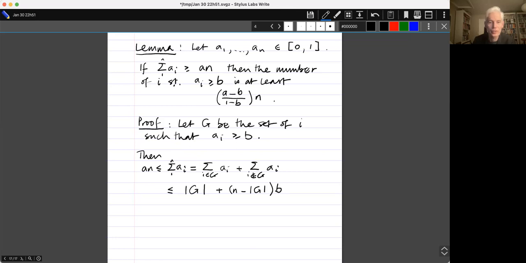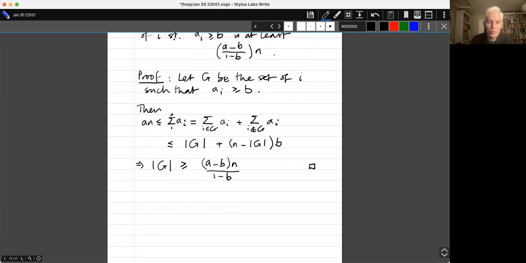And now let's rearrange. That tells us that the size of G is greater than or equal to, let's subtract Bn first of all, so we get (A minus B) n, and what's left? We've got the size of G times (1 minus B), so we divide by 1 minus B, which is exactly what I claimed.